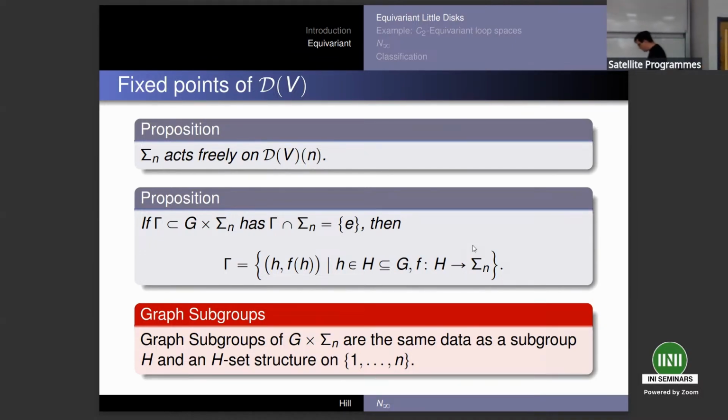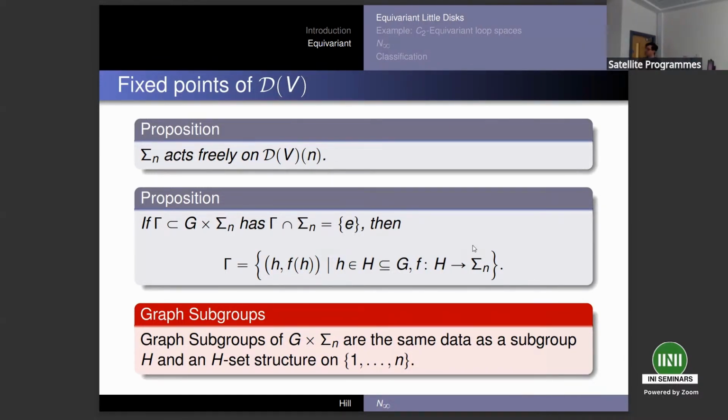And then it turns out all of these have a really nice form if you unpack what I just said in words from the slide. Namely, if I have a subgroup that intersects sigma n trivially, then there's a subgroup of G, H, and a homomorphism from H to sigma n, such that my subgroup is the graph of that homomorphism. And because of that, people sometimes call these graph subgroups. They're graphs of homomorphisms from a subgroup of G into sigma n.